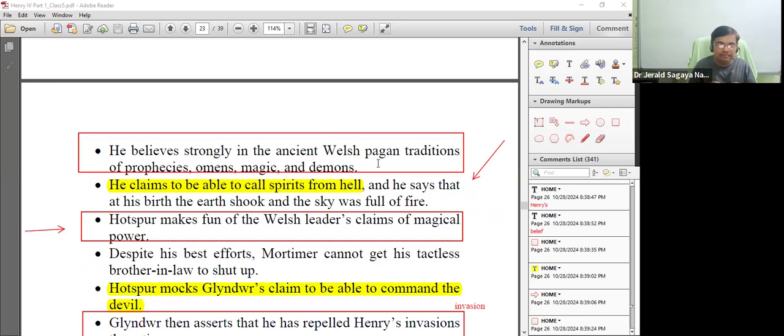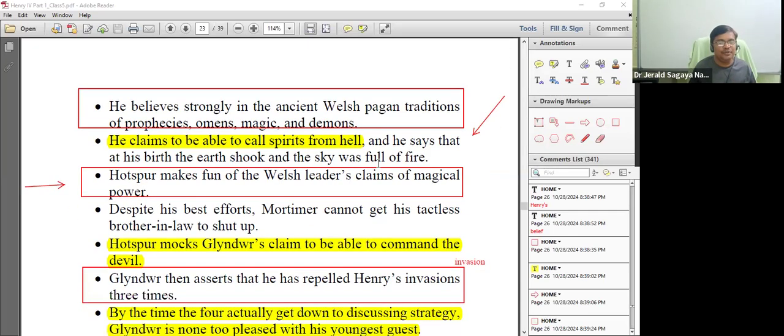Hotspur, one of the guests and a very important person, the backbone behind the rebellion, is making fun of the religious and spiritual beliefs of Owain Glendower, and that creates restlessness in Glendower. Mortimer tries to tell Hotspur not to indulge in it, but Hotspur goes on mocking Glendower's claims. Did you get that, teachers?